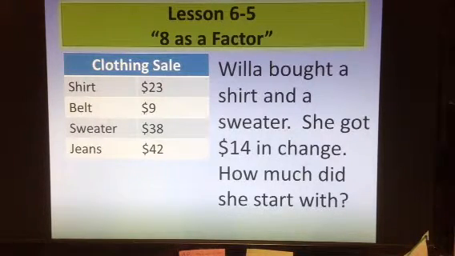Willa bought a shirt and a sweater. She got $14 in change. How much did she start with? Well, think about how much a shirt cost, how much a sweater costs. Add those together, add 14, and you get your answer.